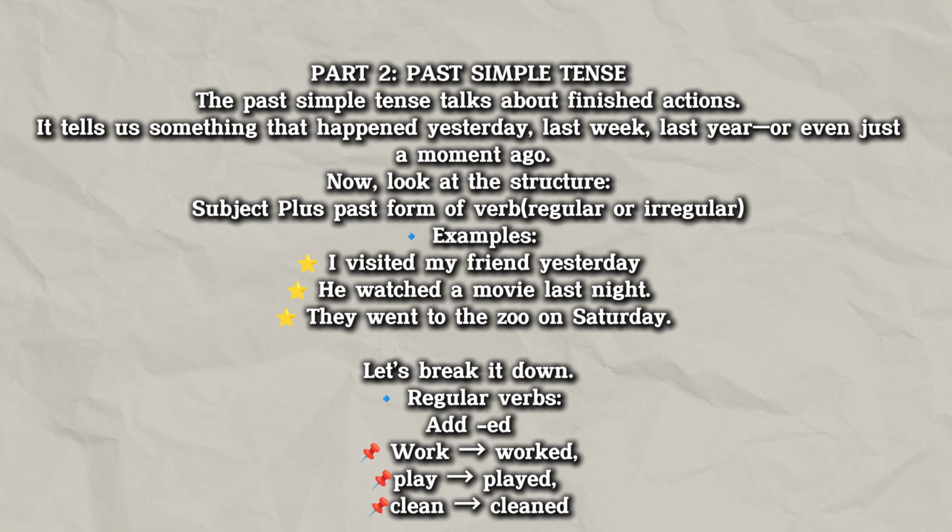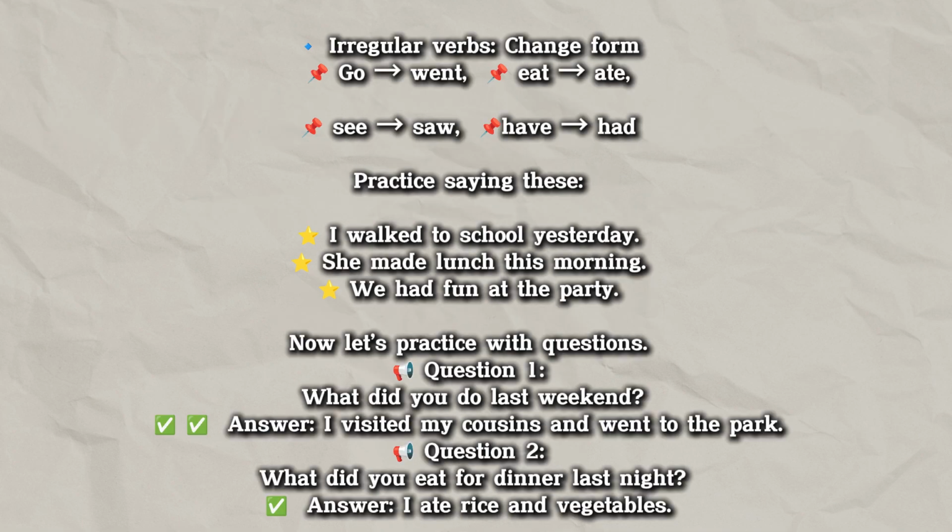Let's break it down. Regular verbs. Add ed. Work, worked. Play, played. Clean, cleaned. Irregular verbs change form. Go, went. Eat, ate. See, saw. Have, had. Practice saying these. I walked to school yesterday. She made lunch this morning. We had fun at the party.